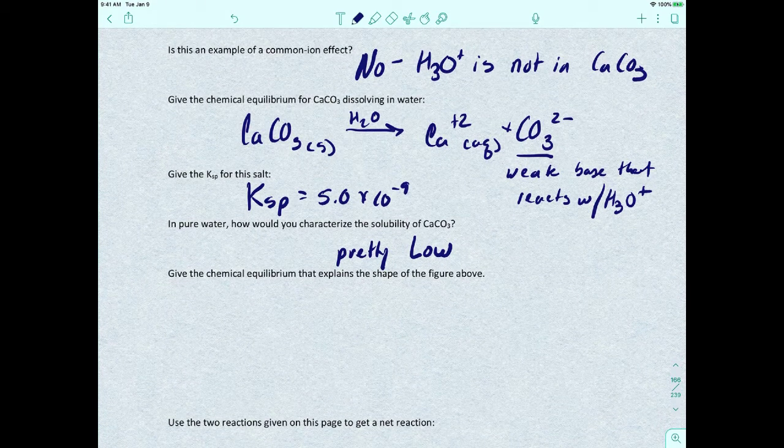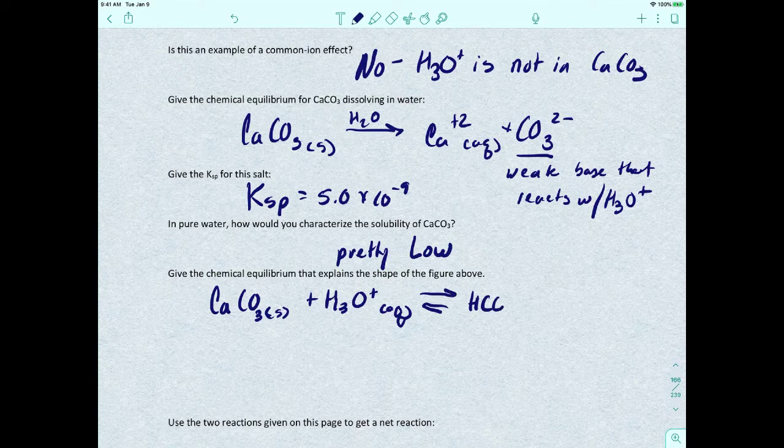All right, so then give the chemical equilibrium that explains the shape of this figure above. What this would look like is that you've got calcium carbonate as a solid plus H3O plus, which is aqueous, in equilibrium with hydrogen carbonate plus calcium 2 plus ion plus water.